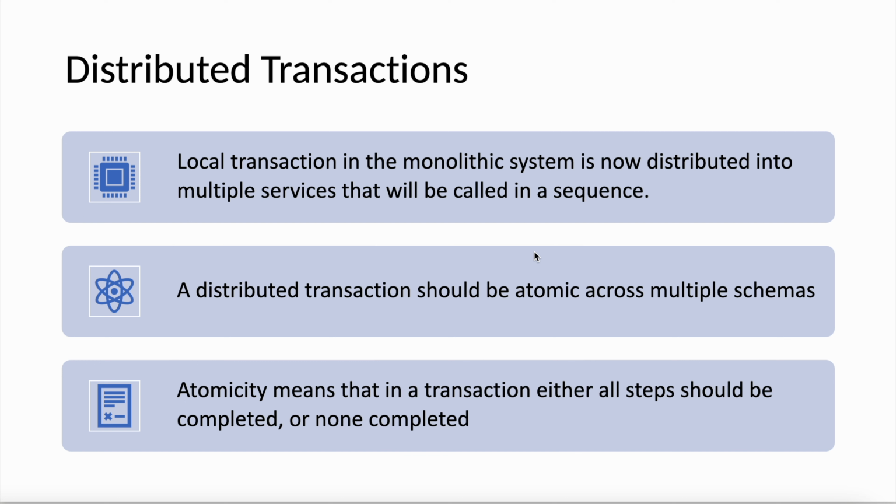Today we will be talking about distributed transactions. Well, there are two types of transactions, local transactions and distributed transactions. Local transactions, they happen in the monolithic system.